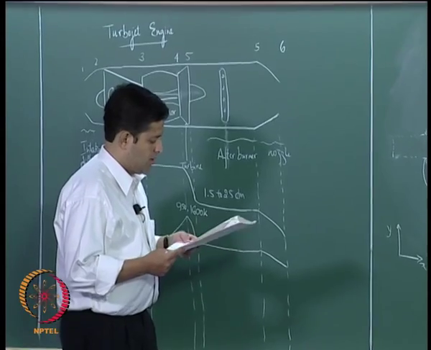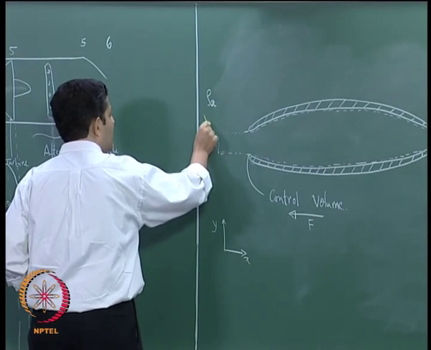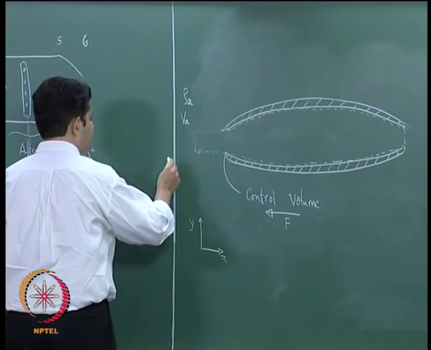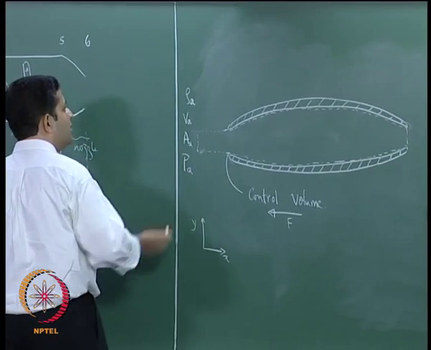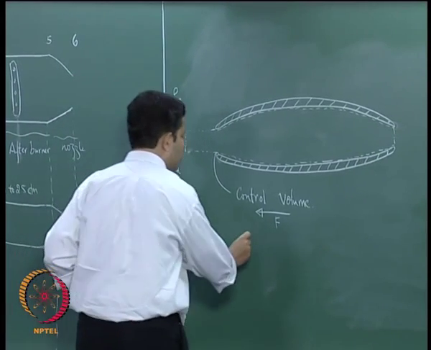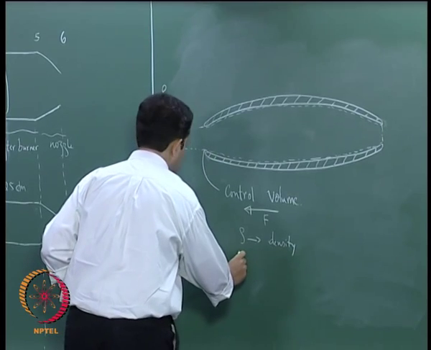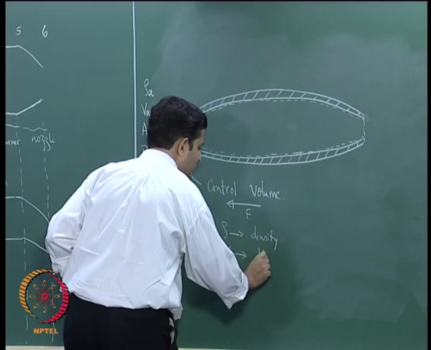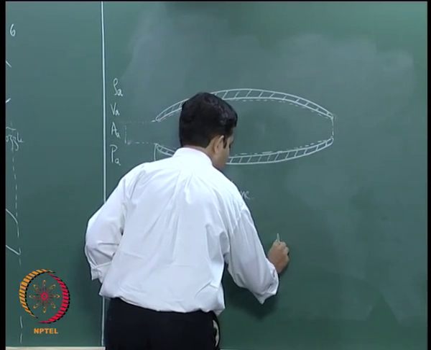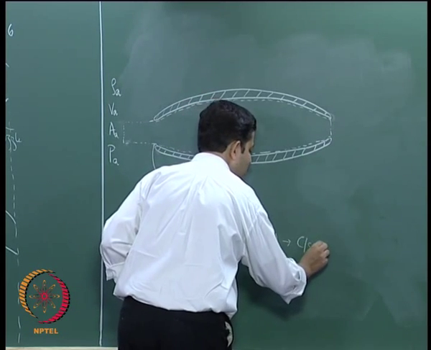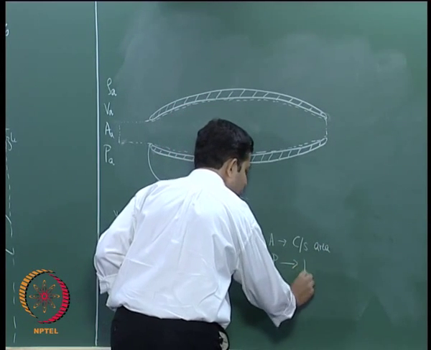Now let me call the parameters at the inlet rho a, V a, A a and P a. Here rho is density, V is velocity, A is cross sectional area and P is the pressure.